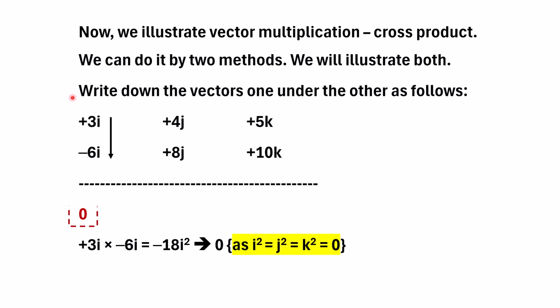So here we have two vectors, 3i, 4j, 5k all positive, then minus 6i, plus 8j and plus 10k. Now we are going to multiply. Now this cross product: in dot product we multiplied only i into i, j into j and k into k, but this is a cross product, so every term should be multiplied with every other term. So first we multiply.